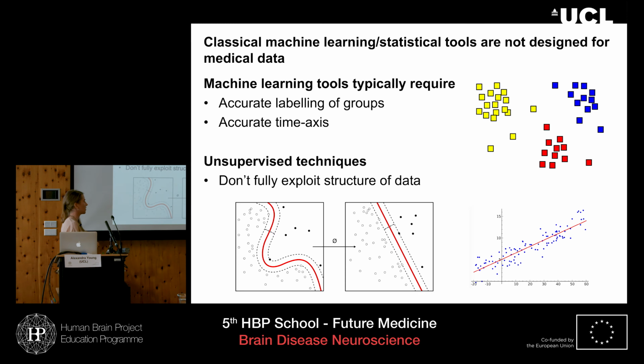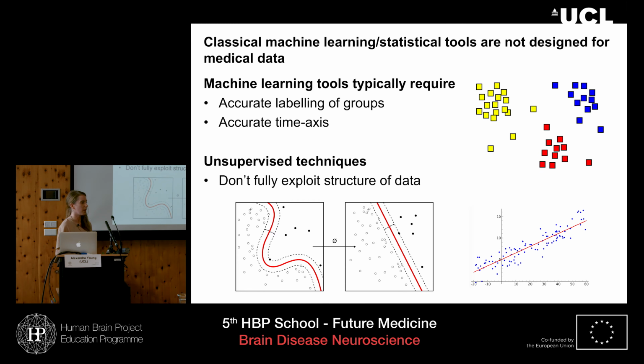Here's another example, which is regression. Here you have some kind of time axis, and then you're regressing biomarker values against that time axis to learn what the biomarker value is at different disease stages. However, this requires knowledge of what the time axis is and for the time axis to be quite accurate. Unsupervised techniques are more interesting, for example clustering, so just grouping data according to data that has similar biomarker values. But these types of techniques don't fully exploit the structure of the data.